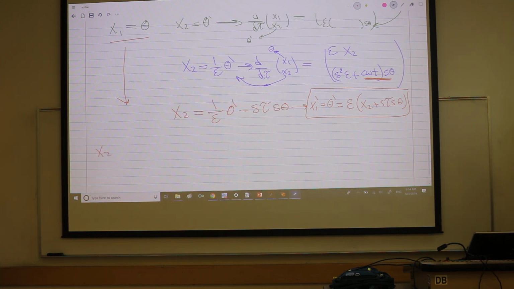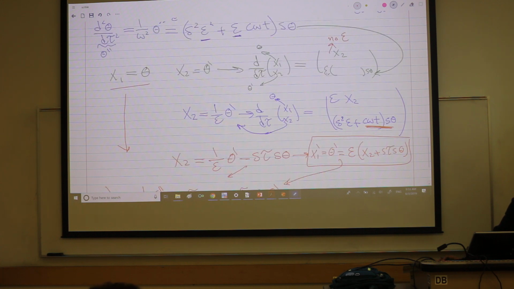So the second equation, x2 prime, from here is 1 over epsilon theta double prime minus cosine tau sine theta, or differentiating with respect to tau, minus sine tau cosine theta theta prime. Here is theta prime, and theta double prime was what? This is theta double prime.